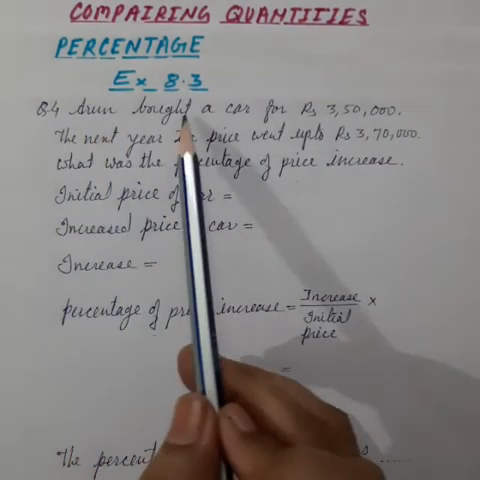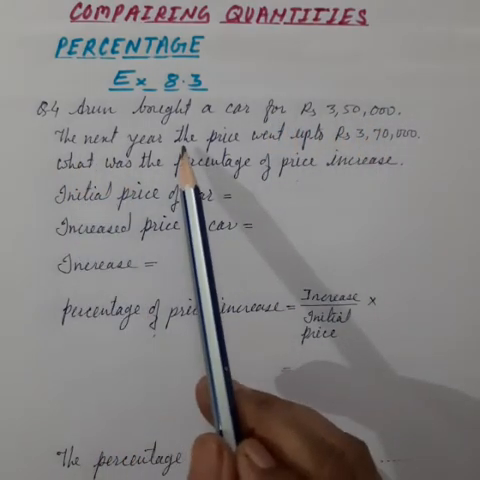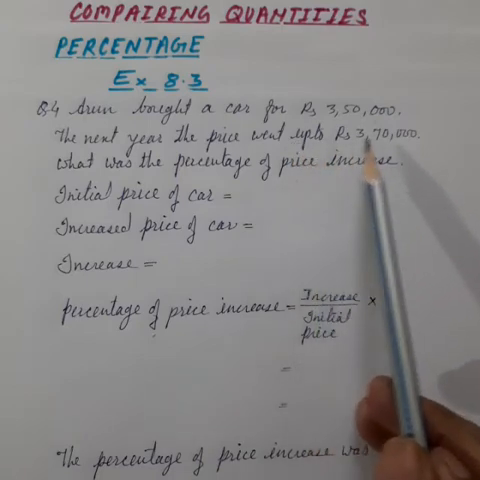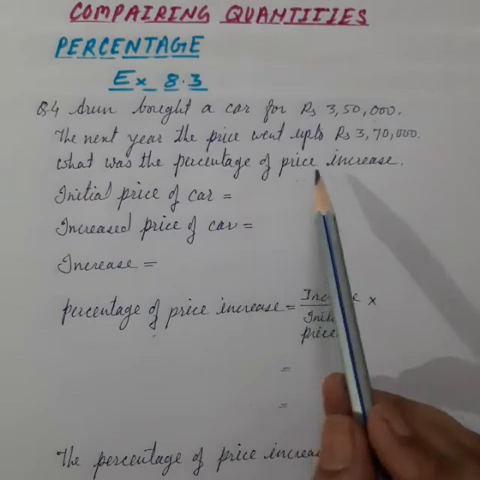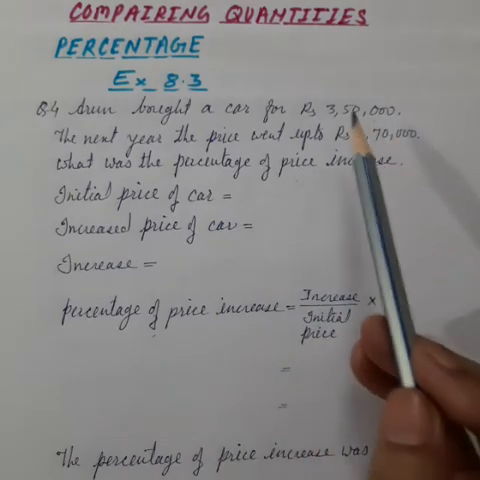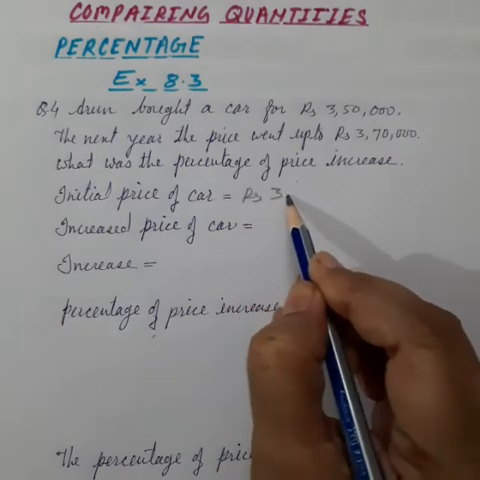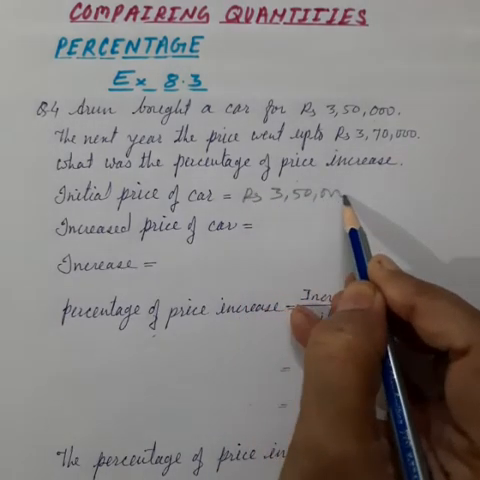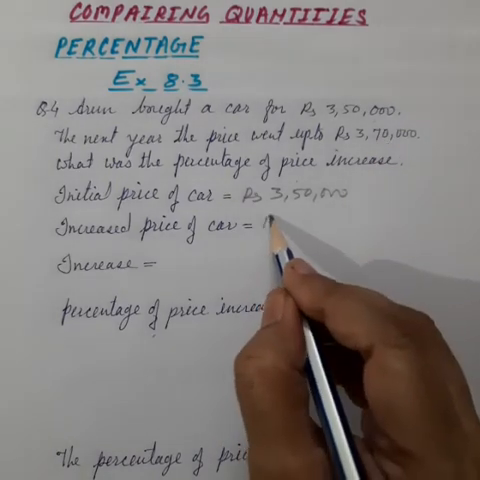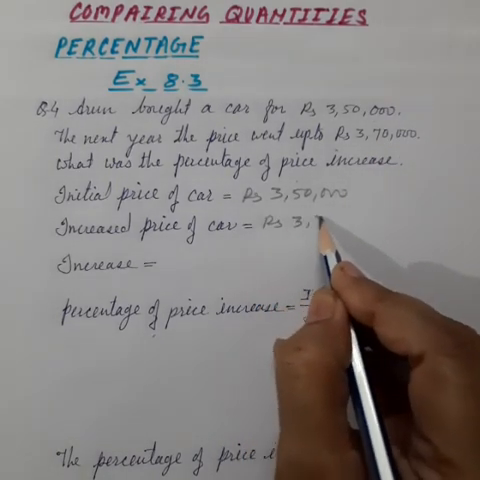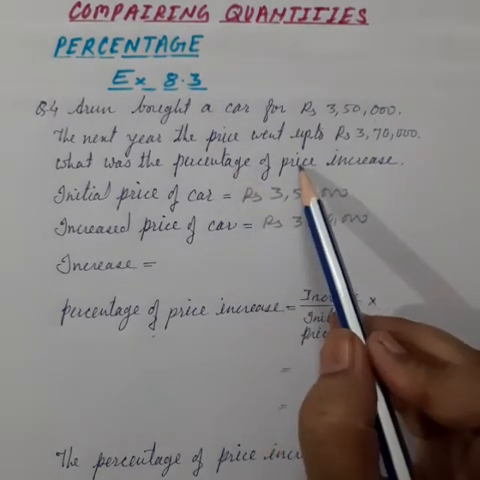Question 4. Arun bought a car for rupees 3 lakhs and 50,000. Next year the price went up to rupees 3 lakhs and 70,000. What was the percentage of price increase? The original price of the car was rupees 3 lakhs and 50,000, and next year it increased to rupees 3 lakhs and 70,000. And we have to find out the percentage of price increase.